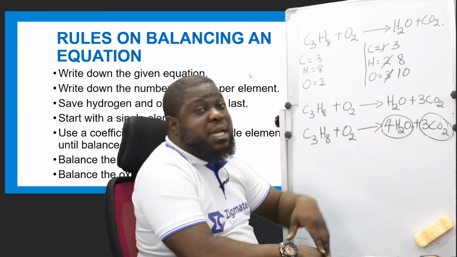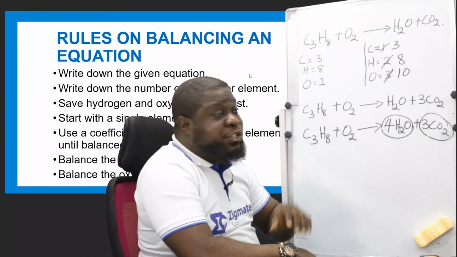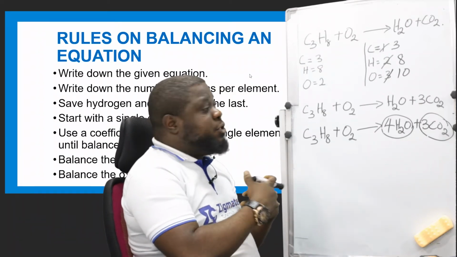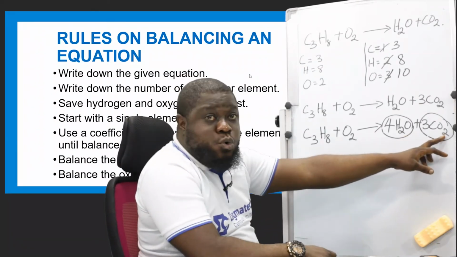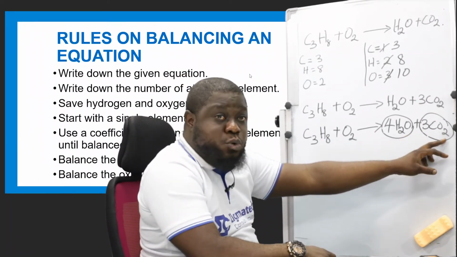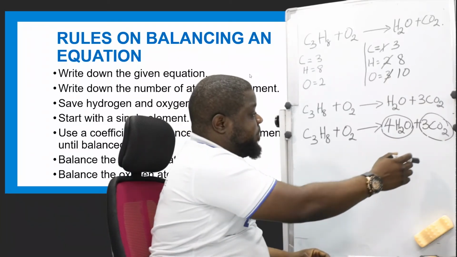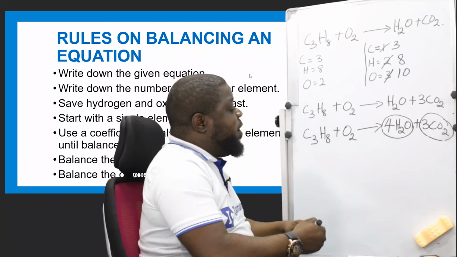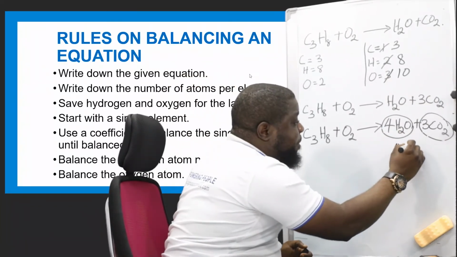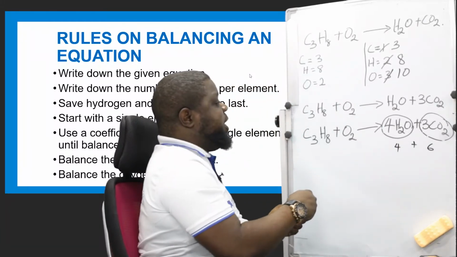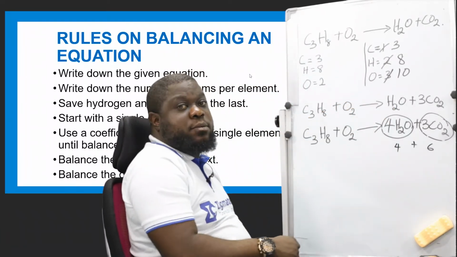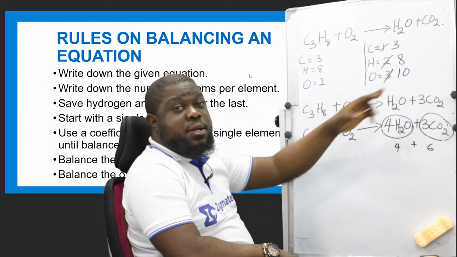We use 3 in balancing carbon. The 3 will affect oxygen. Why? Because they are together. So now, the 3 times 2, oxygen has 2. So the 3 times 2 gave us 6. And here oxygen is 4. So this is 4 plus 6. Oxygen will now be 10.